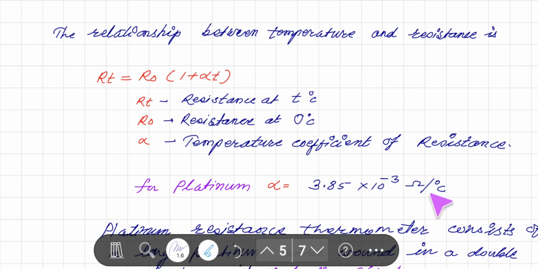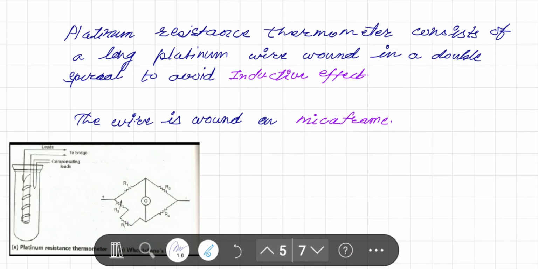That is the change in resistance of platinum material per degree Celsius, and accordingly due to this change there is a variation in potential or voltage in the circuit, or current in the circuit. So let us talk about the construction. A platinum resistance thermometer consists of a long platinum wire in a double spiral to avoid inductive effect. It is in the form of a double spiral so that it can avoid the induced EMF effect in the resistance thermometer, and the wire is wound on a mica frame.